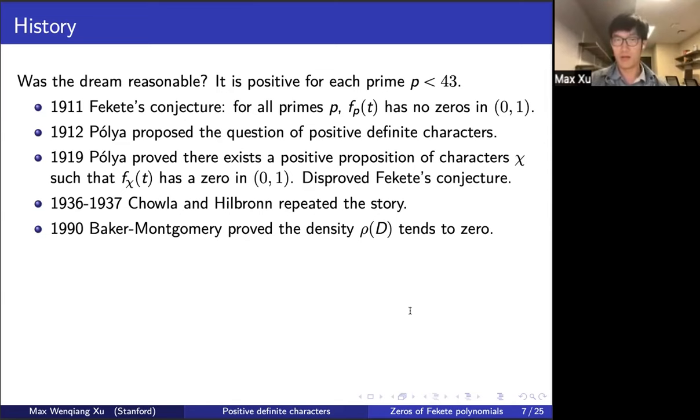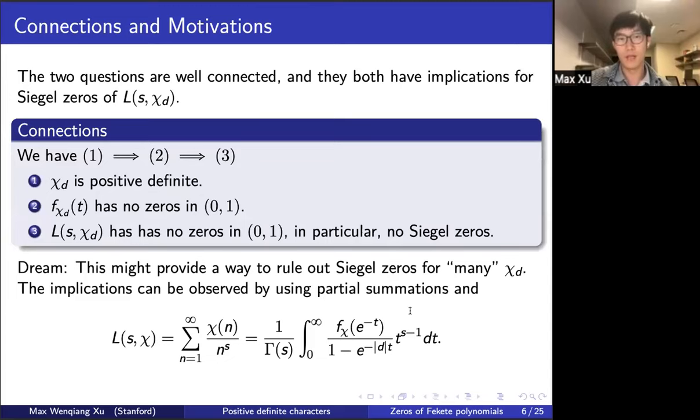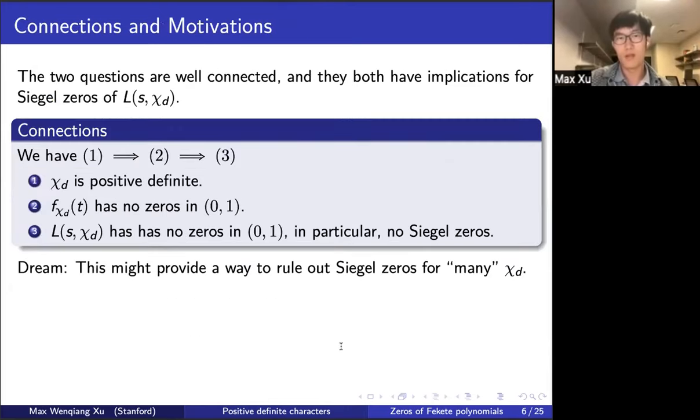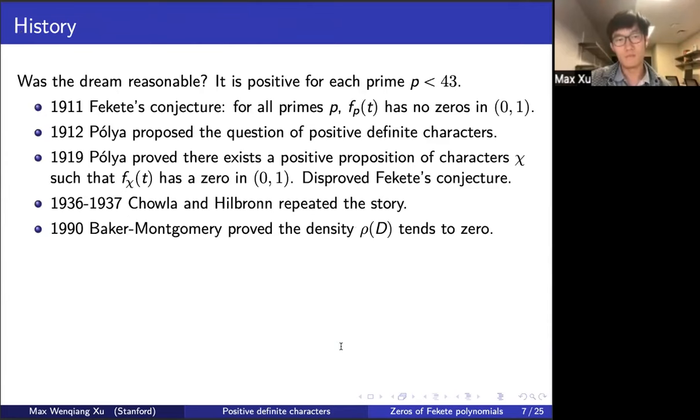But we still want more. We want to know, for example, how fast rho_d tends to 0. We want to give a much better understanding about, for example, the numerator. We know that the numerator is small compared to the denominator, but how large it is, we want to understand better.